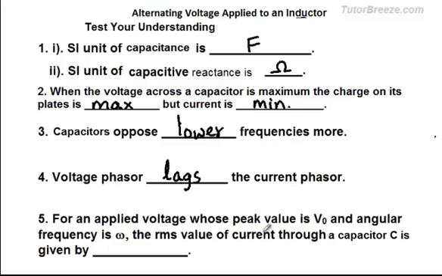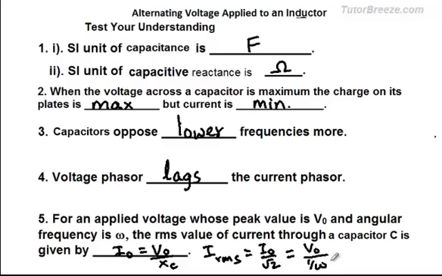For an applied voltage whose peak value is V0, the peak value of the current I0 will be equal to V0 over the capacitive reactance XC. So the RMS value of the current is I0 by root 2. And in this case, it will be V0 over 1 by omega C, times 1 over root 2.